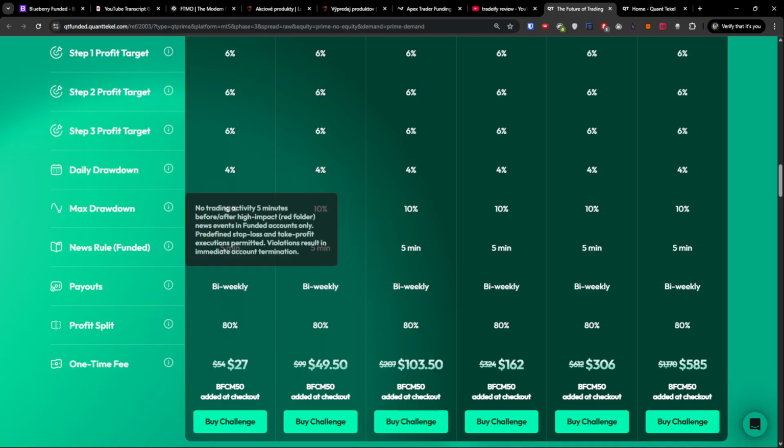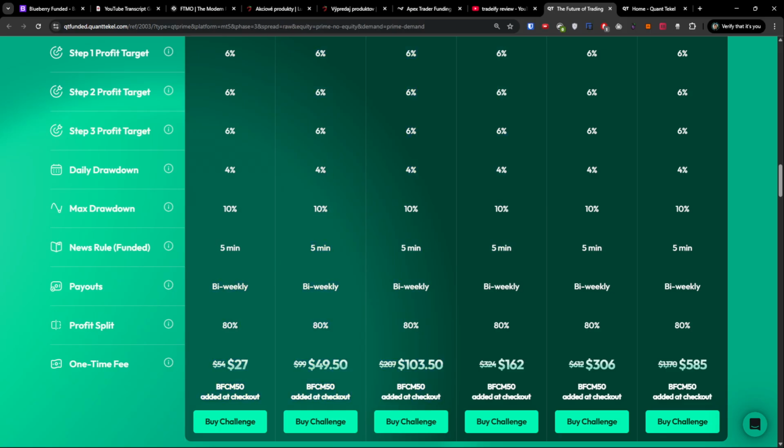And you can also have the news rule. So no trading activity 5 minutes before or after high impact news events in funded accounts only. Predefined stop loss and take profit execution is permitted. And you see right here, the violation results in immediate account termination.